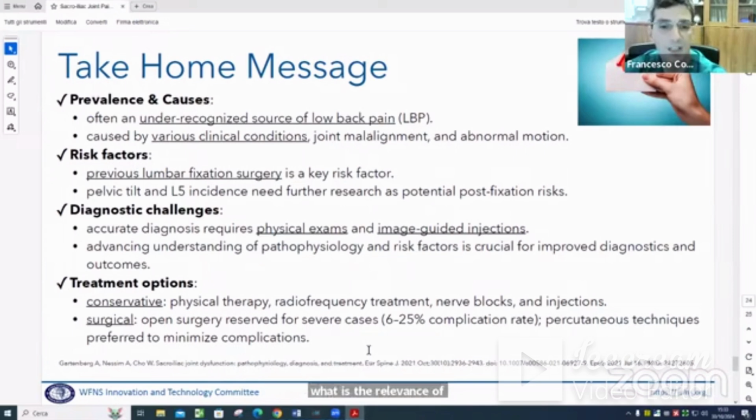Physical exam and image-guided injection represent the gold standard for diagnostic tools, and the treatment must at the beginning be conservative, with physical therapy, radiofrequency, nerve blocks, and injection. Surgery, so fixation, which may be performed in a minimally invasive way or with open surgery, may be reserved only for failure of conservative treatment and for patients with a very high degree of pain.